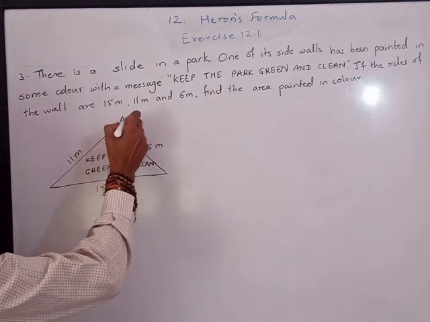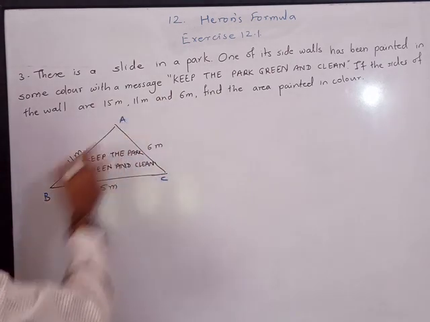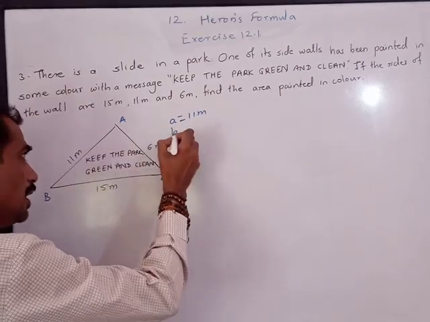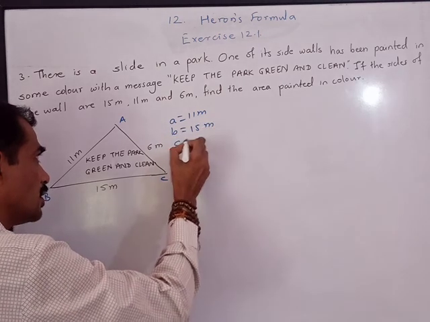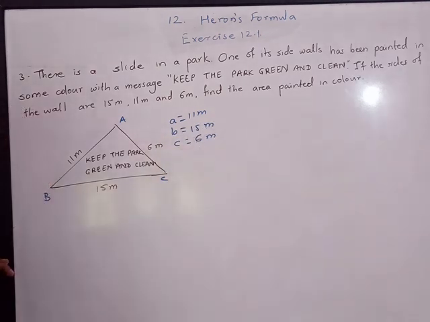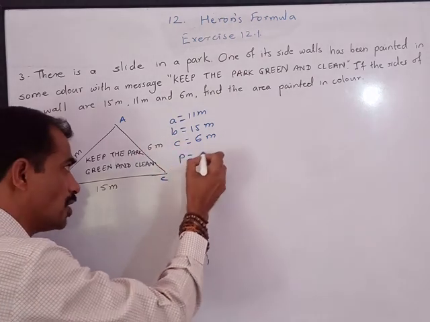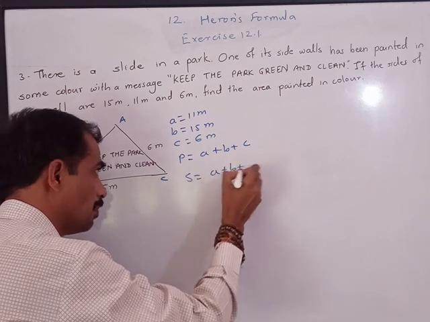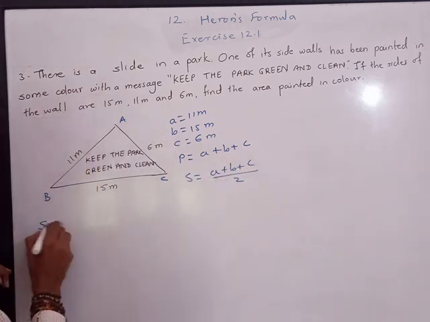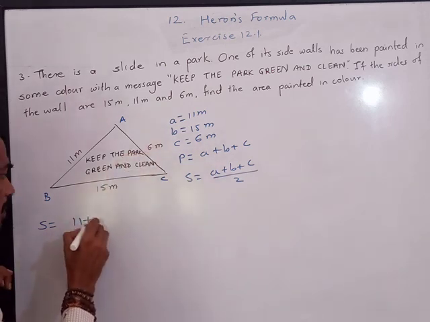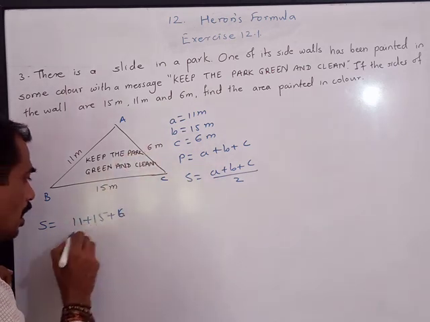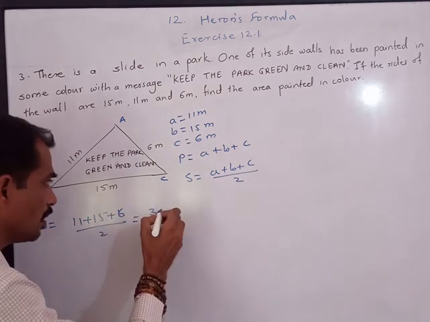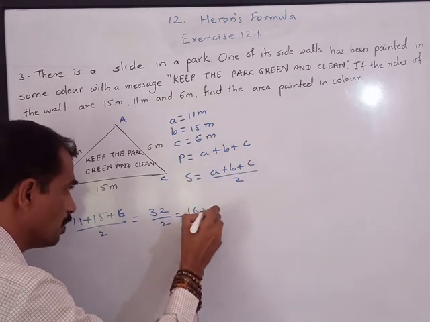Now let the triangle be ABC. In this triangle, one of the sides a is equal to 11 meter, the other side b is equal to 15 meter, and the third side c is equal to 6 meters. Perimeter is equal to the sum of all sides, that is a plus b plus c, and semi-perimeter is equal to (a plus b plus c) upon 2. So s is equal to (11 plus 15 plus 6) upon 2. This is equal to 32 upon 2, that is equal to 16 meters.